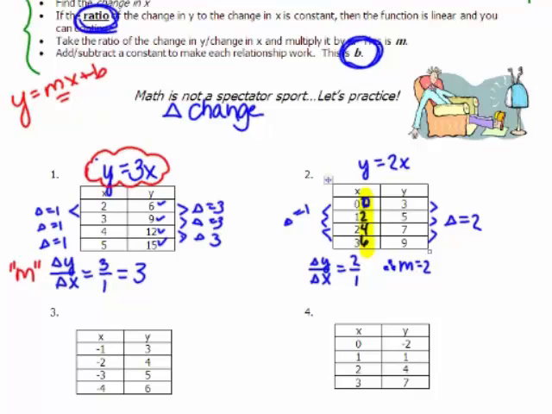I could add 3. Okay? So my b is going to be 3. This is now the equation of that function described by the table, which happens to be a line.